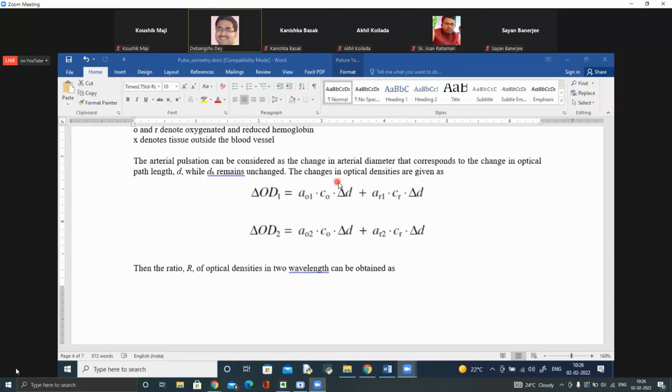Because for delta D, there is no such thickness measuring device. It is only by measuring the intensity of light. All the mathematical jugglery is done on the basis of this intensity measurement. Okay.